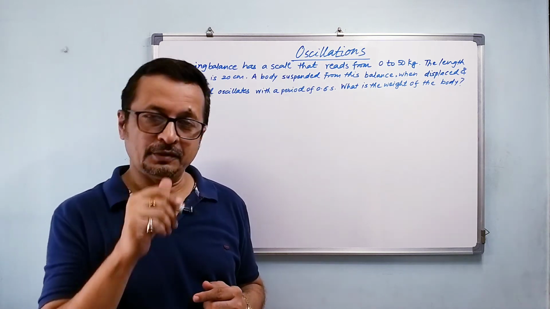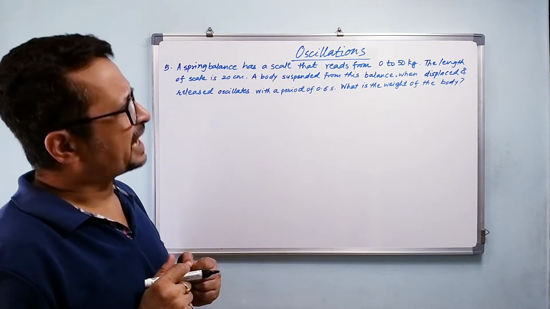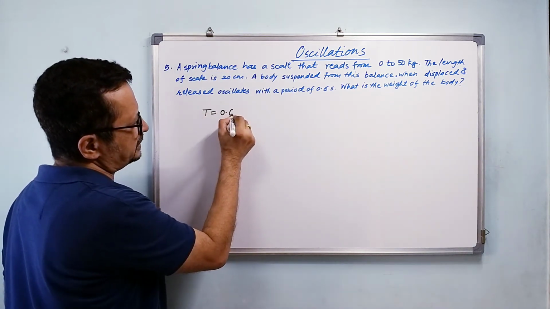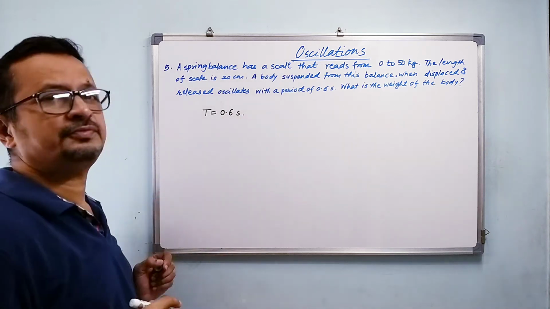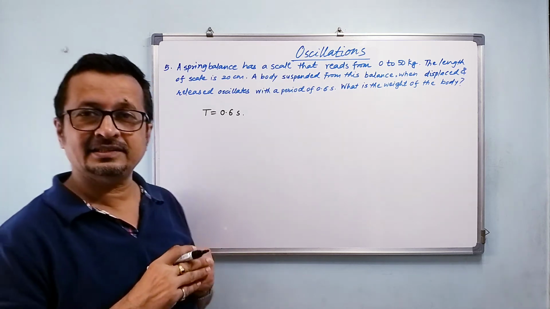Okay. So now here you have been given the time period. I'll just write it here: T is equal to 0.6 second. This scale reads from 0 to 50 kg and the length of scale is 20 centimeter.